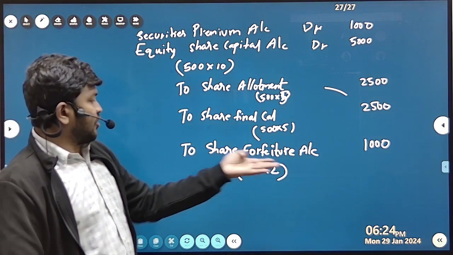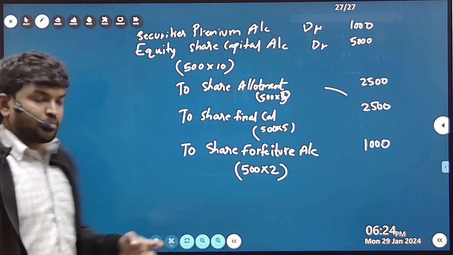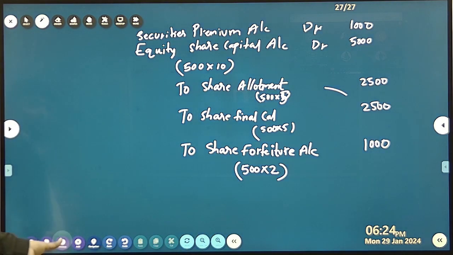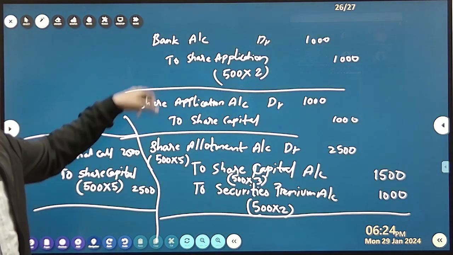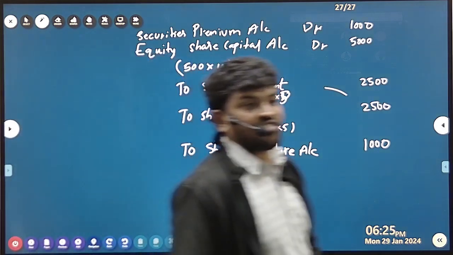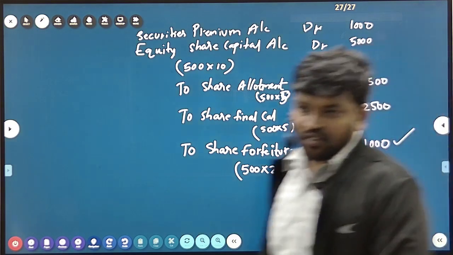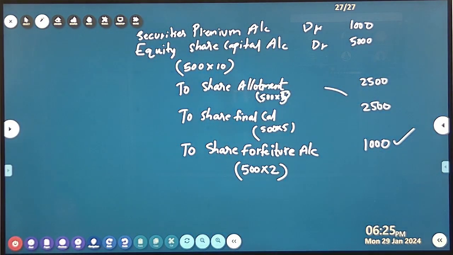But why are you crediting? Why are you not crediting share application? Because I have already cancelled this, yes or no? Share application, yes or no? So that's why I'm using this account, share forfeiture account. Clear? Indirectly, this is a profit to the company. Yes or no? 500 into 2 rupees.